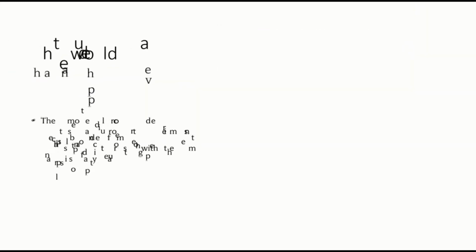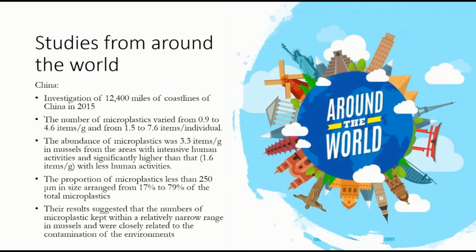So, studies from around the world. Firstly, we will look at China, who investigated microplastic pollution in the mussels from 22 sites along 12,400 miles of coastlines of China in 2015. They found the number of total microplastics varied from 0.9 to 4.6 items per gram and from 1.5 to 7.6 items per individual. They noticed the abundance of microplastics was 3.3 items per gram in mussels from the areas which were intensive human activities, significantly higher than the 1.6 items per gram with less human activities. The most common microplastics were fibers, followed by fragments.